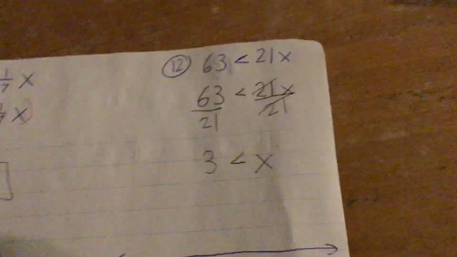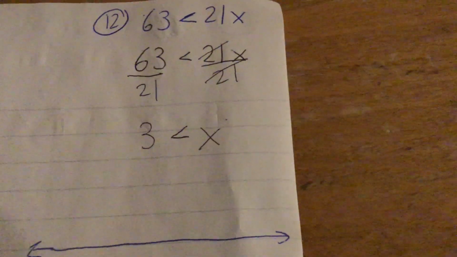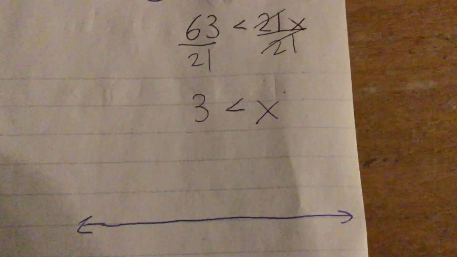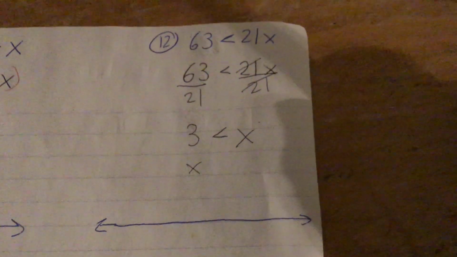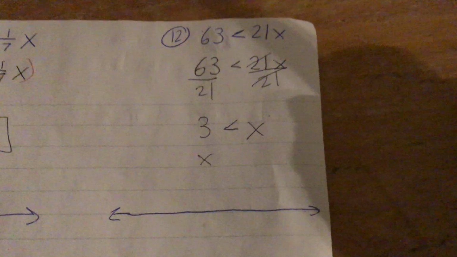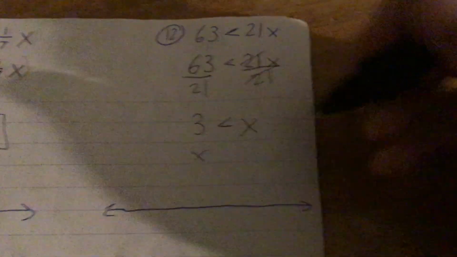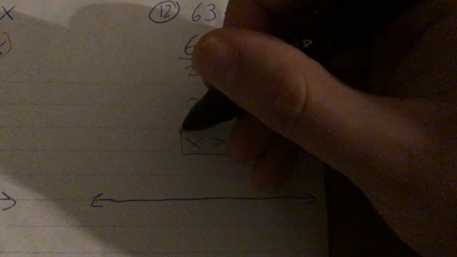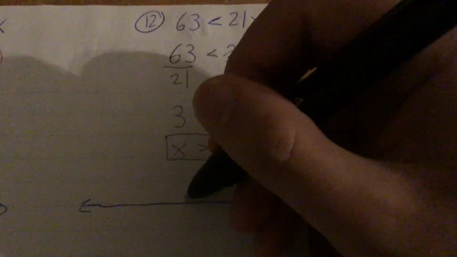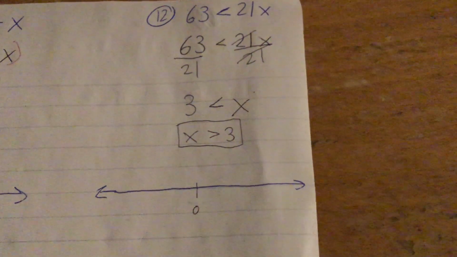But that's kind of confusing to me. I kind of like it when x is on the left side. So let's rephrase the problem. If 3 is less than x, I'm going to start the sentence with x. If 3 is less than x, x is blank compared to 3. X must be greater than 3, and then it's easier to graph. So I put 0 in the middle. Where is 3 compared to 0? To the left or to the right?